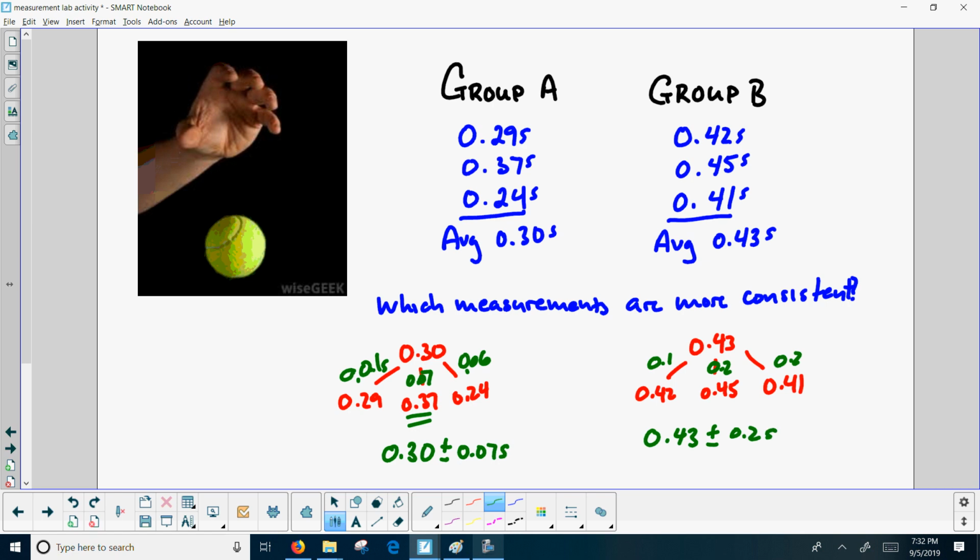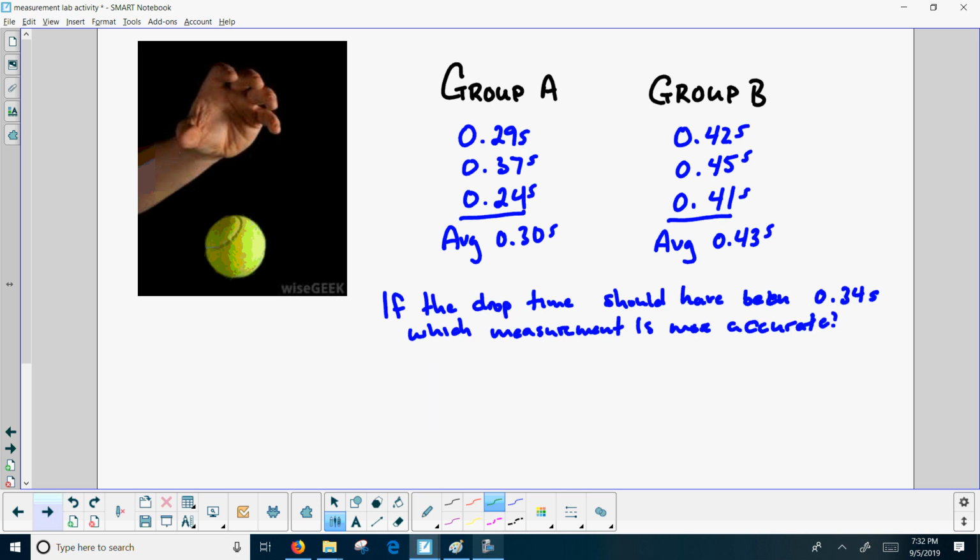So clearly we can see that this set of measurements are much more consistent. Just looking at the data, you can see that too. They're not far off from each other. Okay, next question. So if I have these measurements, if the time should have been 0.34 seconds, which measurement was more accurate?